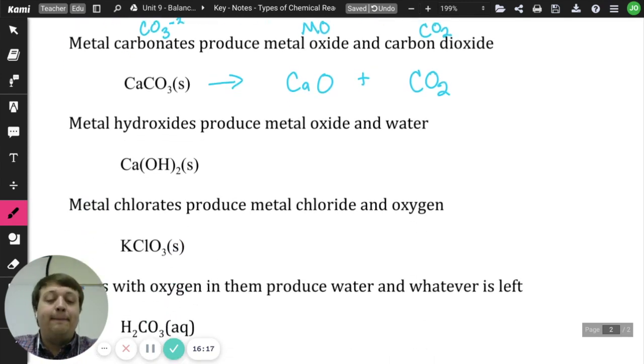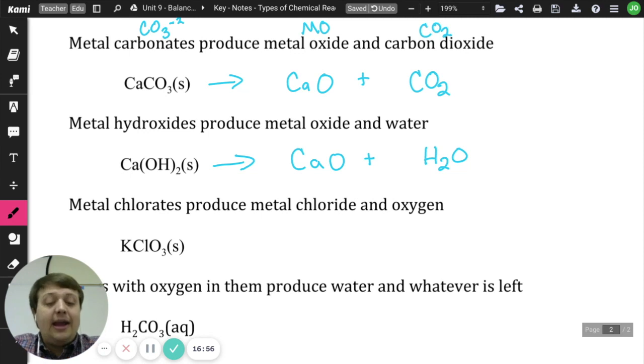Next, I have metal hydroxides. They are going to produce metal oxides and water. And this is basically rule number 3 for your synthesis rules, but again, in reverse. So here, what I'm going to do is this is going to produce, again, a metal oxide. So my metal is calcium. It's going to be with the oxide there. And water. And so looking at this, that is, again, already balanced for me. So I don't need to go back in and add any coefficients to that to balance it out.